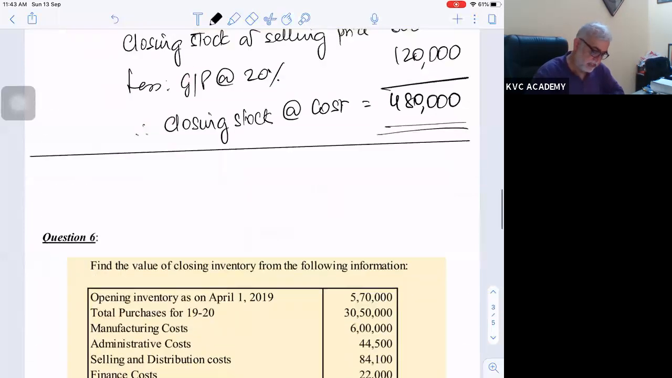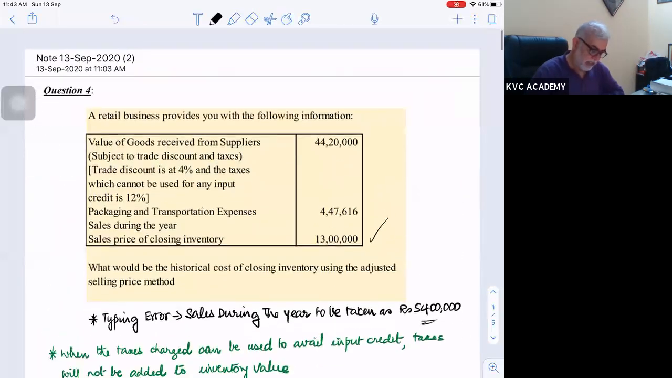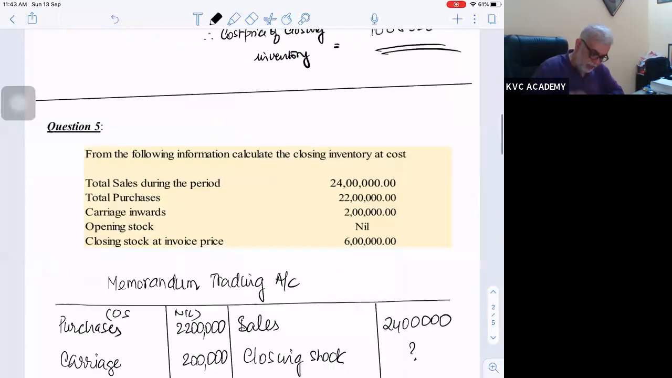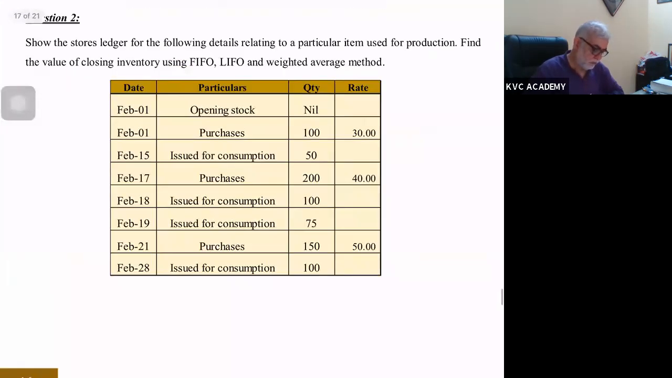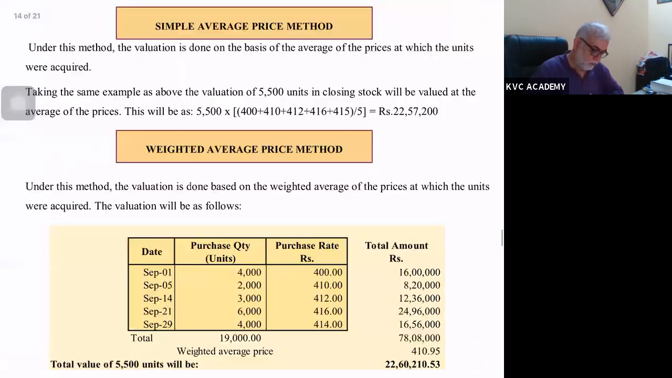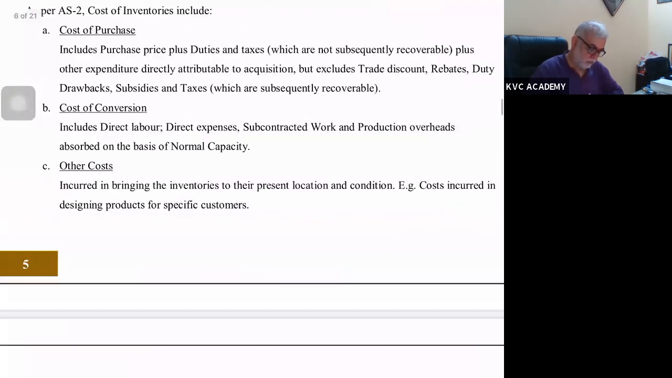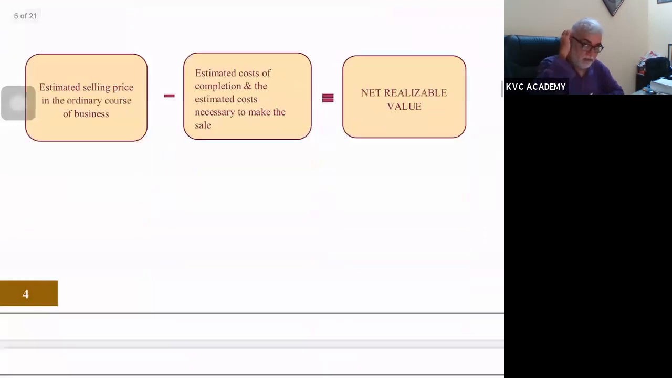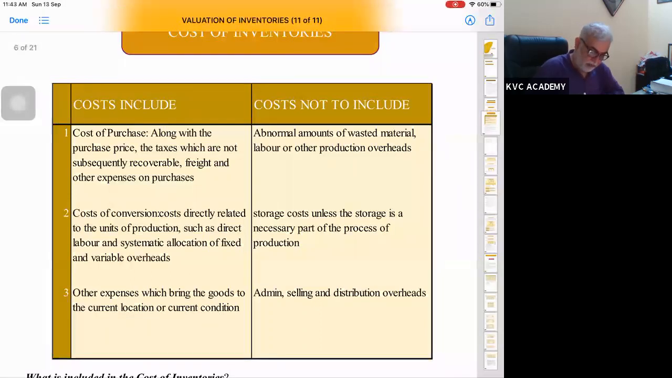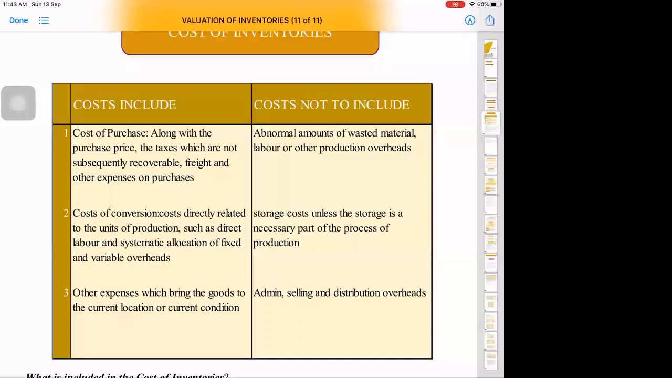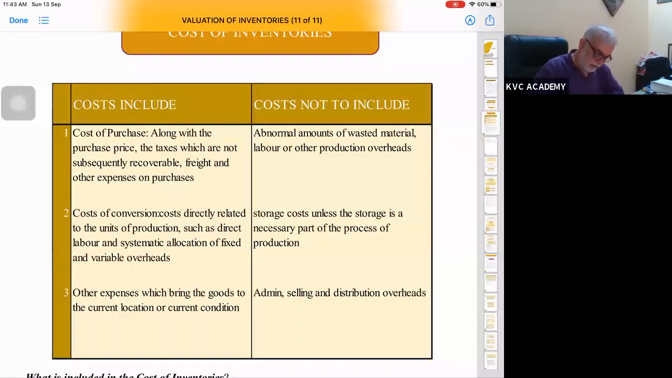In yesterday's session, if you remember, I had given, I'll show you that notes. Cost of inventories, not to include admin. You see the last point? Admin, selling, and distribution, they should not include. Right. Okay.